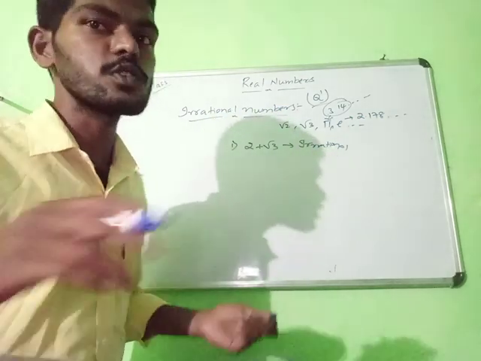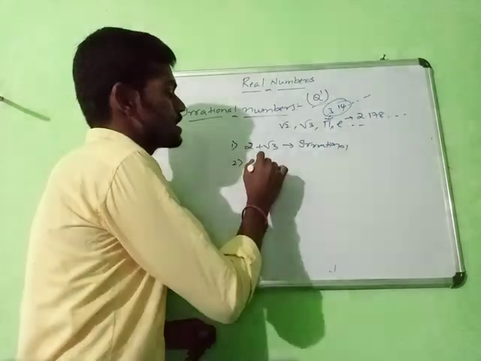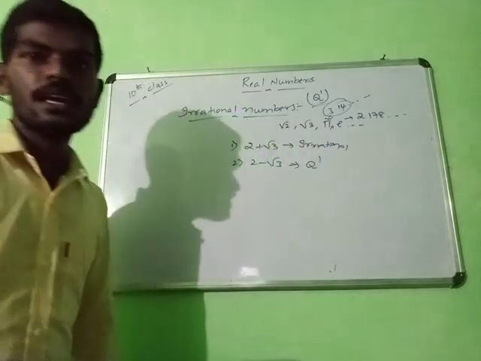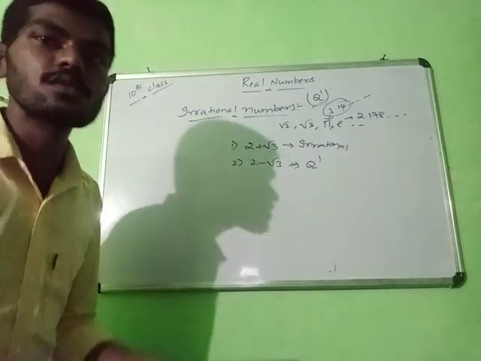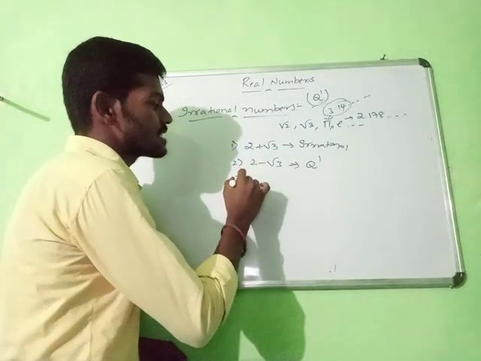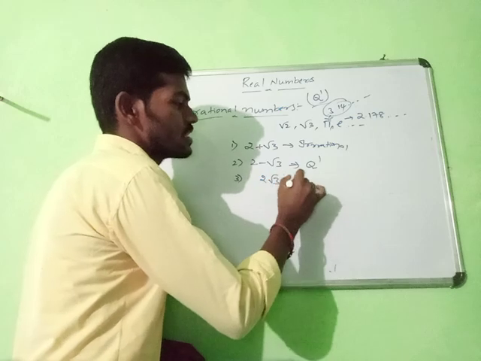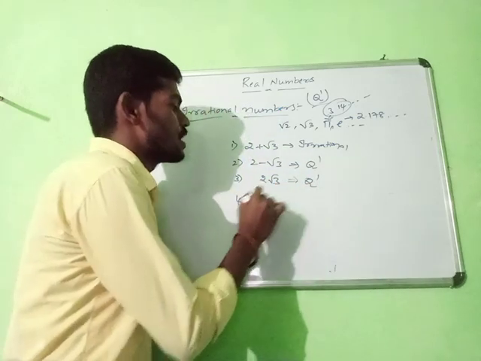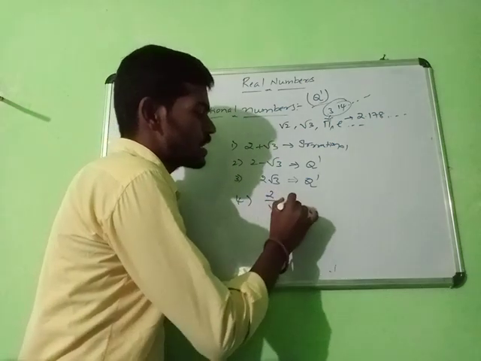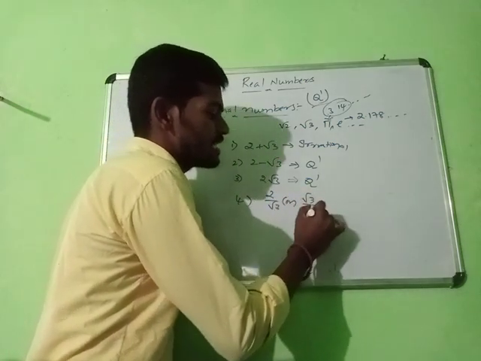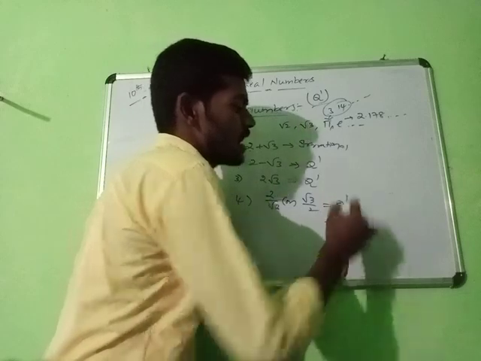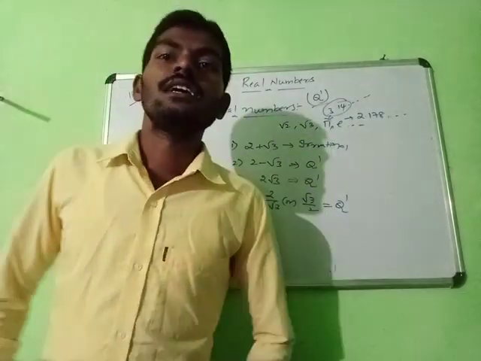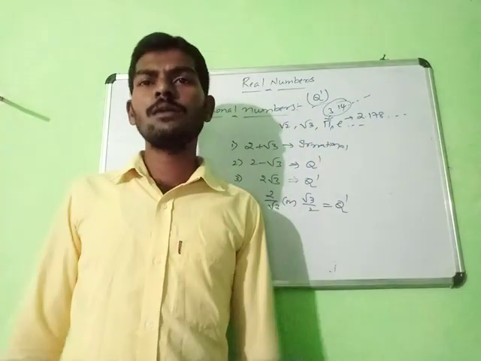Similarly, subtraction is also irrational. Subtraction, 2 minus root 3, what will come? Irrational only. Now multiplication is also irrational. Multiplication means 2 into root 3. This is also always irrational. And then division also, take 2 by root 3 or root 3 by 2. Like this, anywhere you take, it is always an irrational number. Now take any one rational number and any one irrational number.